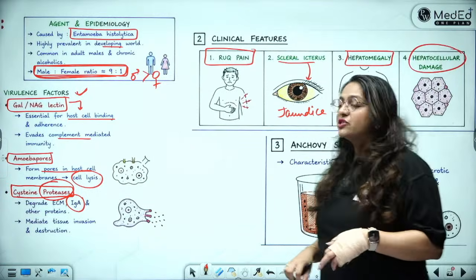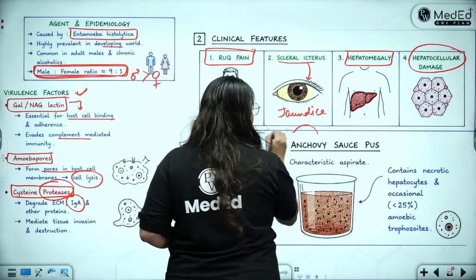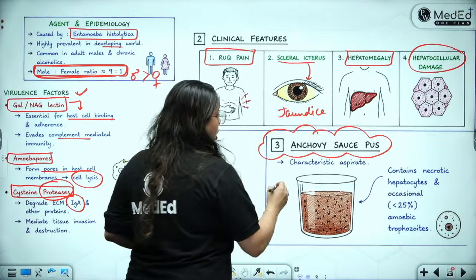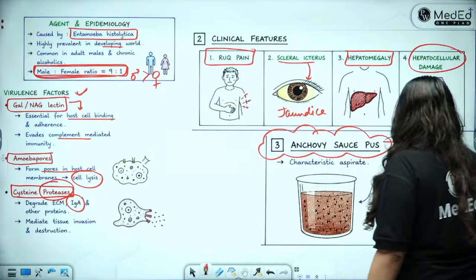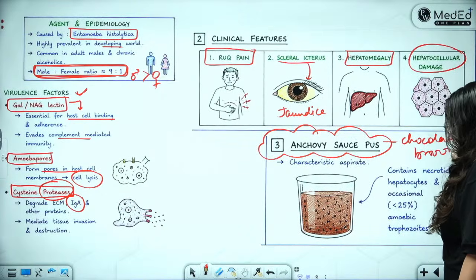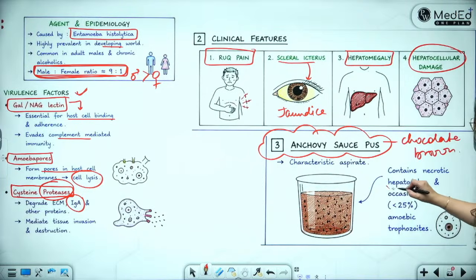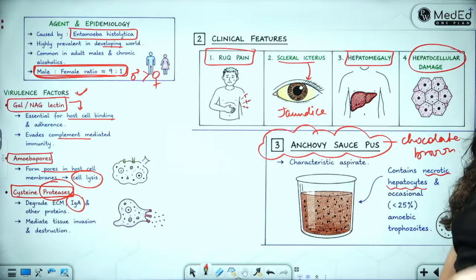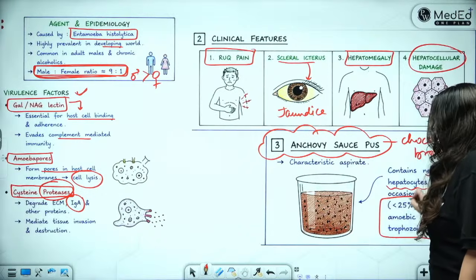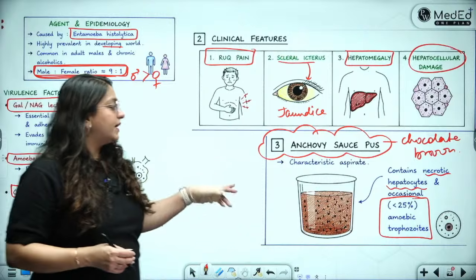These are the clinical features, and one very important pathognomonic feature is anchovy sauce pus. You have the characteristic chocolate brown or anchovy sauce brown pus which is seen. When you do a microscopy of this pus, you see very necrotic hepatocytes, meaning destroyed and damaged hepatocytes, and less than 25% amoebic trophozoites are seen. Okay, so amoebic trophozoites are seen, but only less than 25% of the times.